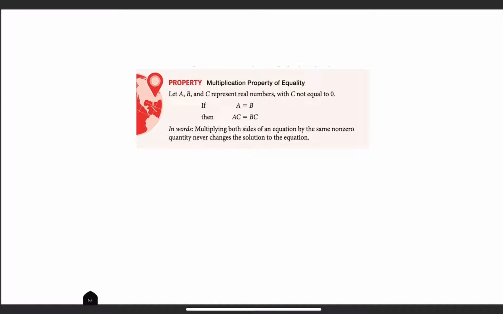So the multiplication property of equality looks a lot like the addition and subtraction properties of equality. It says if you have two things that are equal, A equals B, and you multiply one of those things by something, you have to multiply the other thing by that same thing in order for them to be equal. Another way to think about it, if we have the same amount of money, and all of a sudden your money gets doubled, my money would have to be doubled for us to have the same amount of money, for us to be equal in that respect. And so whatever you do to one side, you have to do to the other side. And that's where this idea comes from.